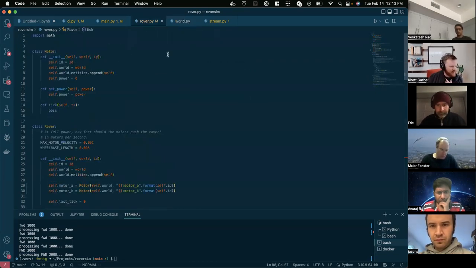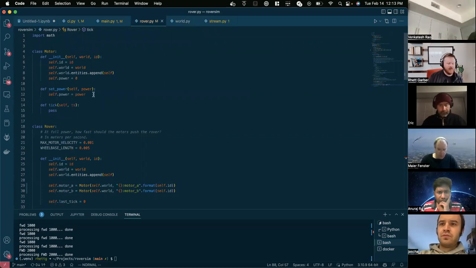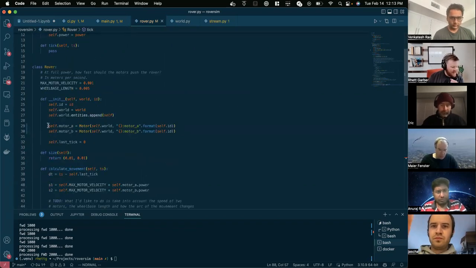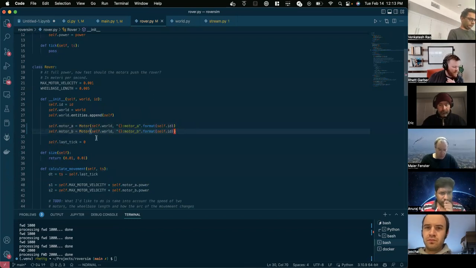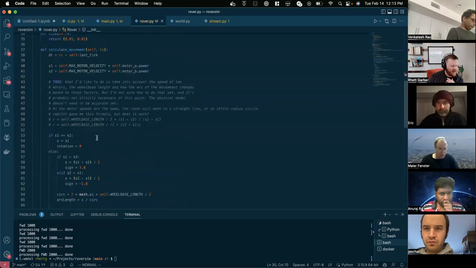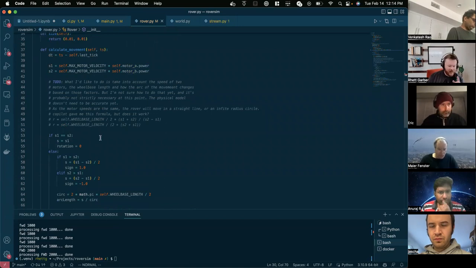The more interesting part of the simulation is the rover itself. The motor doesn't do anything too interesting except save whatever power level I have set on this motor. My rover itself has two motors with names, and then the interesting part was the extremely rudimentary and unsophisticated method by which I applied trigonometry to try to put two motors together and determine what sort of impact that was going to have on the speed and direction that my rover was going to have in the world.